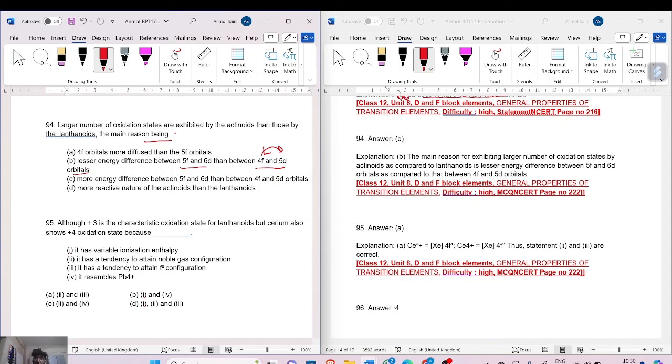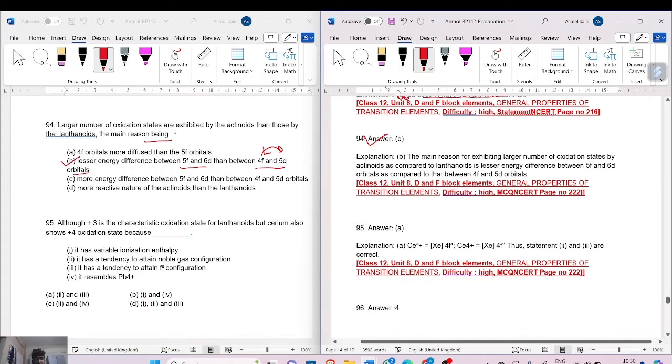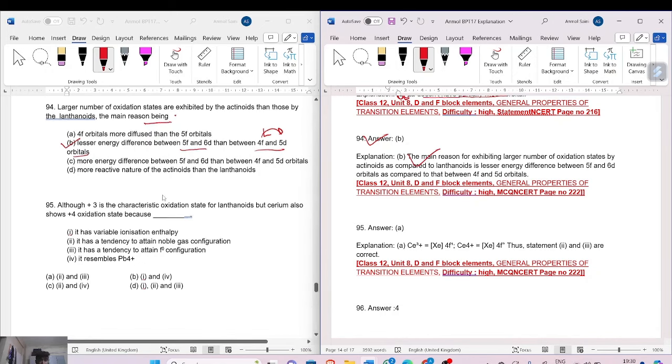This is correct. But the actinoids, the 5f and 6d has even less difference in their energy. So they exhibit more number of oxidation states. So the correct answer is B, which is less energy difference between 5f and 6d than 4f and 5d. The same has been written here. So now comes question number 95.